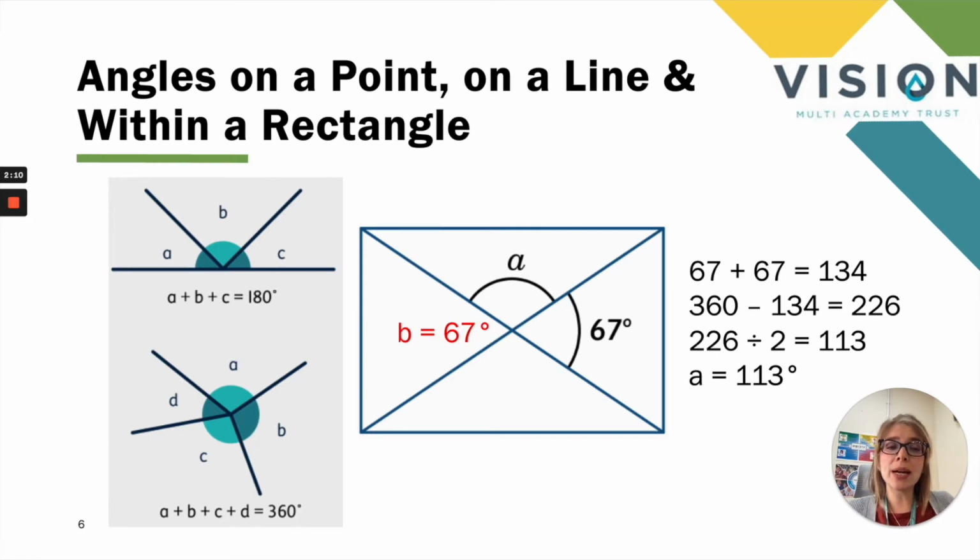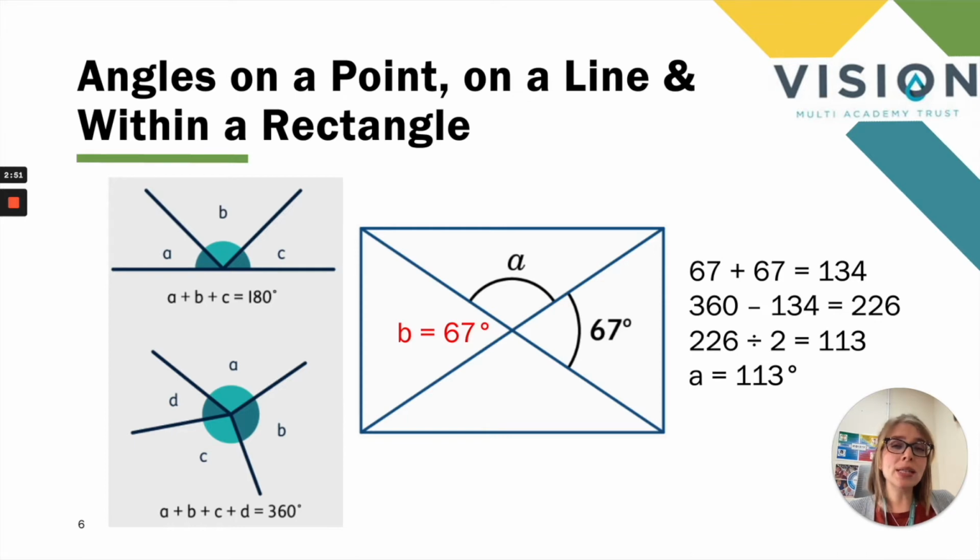Now we look at angles on a point, on a line and within a rectangle. If we start off by looking at the left, we already know the angles on a straight line are 180 degrees. So we would use our protractor to measure each of the 3 angles on the first line, A, B and C, to find out what they would be. As long as we add them all together, they should not be larger than 180 degrees, but they should be 180 degrees exactly. And the same for the second shape at the bottom there. We know that the full rotation is 360 degrees. So when we check our work and add up A, B, C and D, we need to know that they add up to a total of 360 degrees.